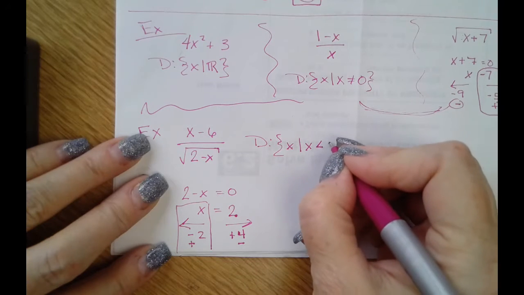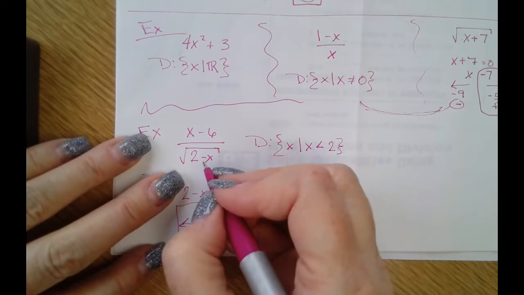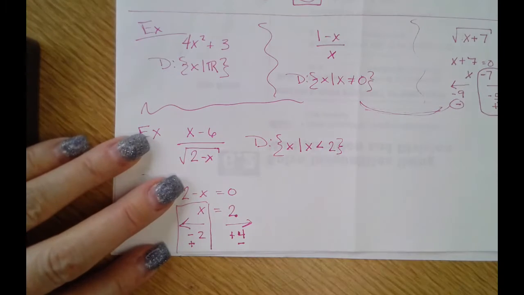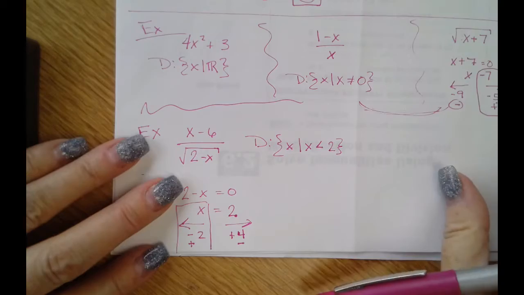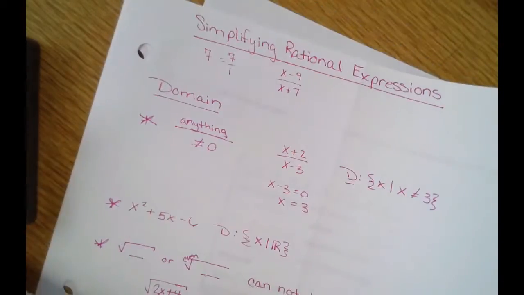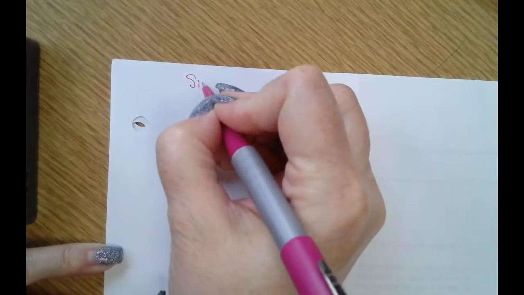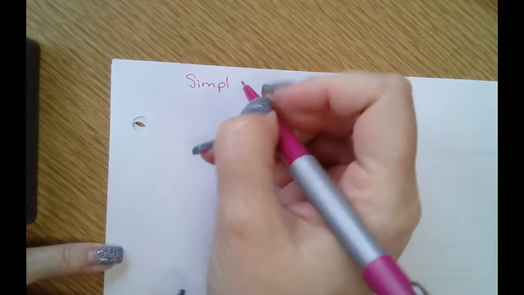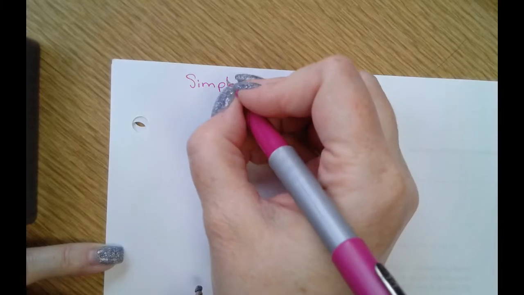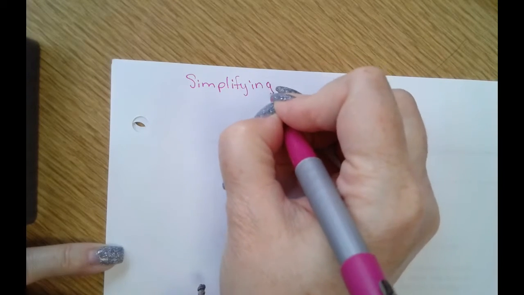Before we start, because I want you finding the domain on everything we do. So, simplifying, I need to remind you that I have AC over FC. This is multiplication, so I can reduce the C's out. They become 1, and A times 1 is A, and F times 1 is F.